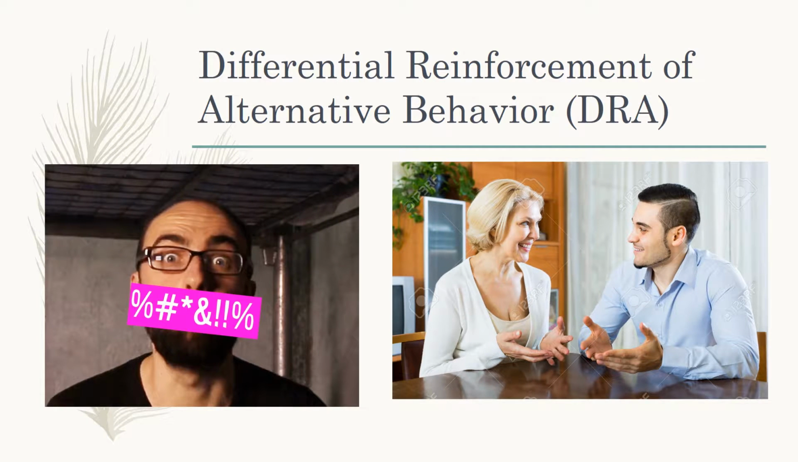In regards to DRA, reinforcement is provided contingent on an alternative response, and the target behavior is placed on extinction. Usually, the alternative response is more socially appropriate compared to the target behavior. For example, in Dixon, Benedict, and Larson's 2001 study, a DRA intervention was found effective in reducing the inappropriate verbal behavior of an adult man. Contingent reinforcement was provided for appropriate verbal responses, and the target behavior no longer produced reinforcement.